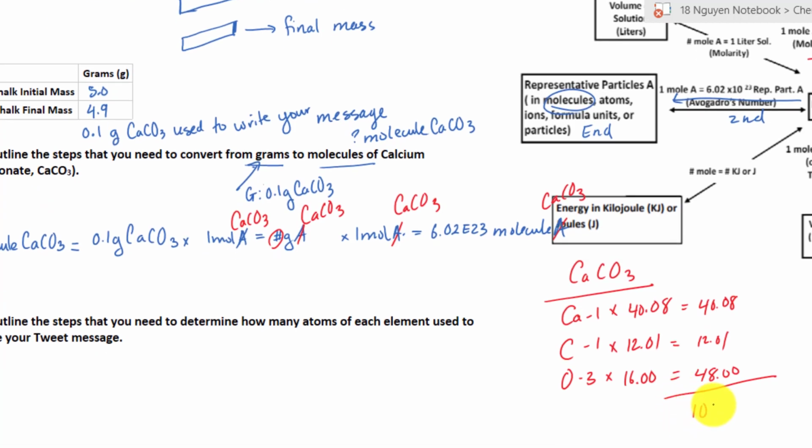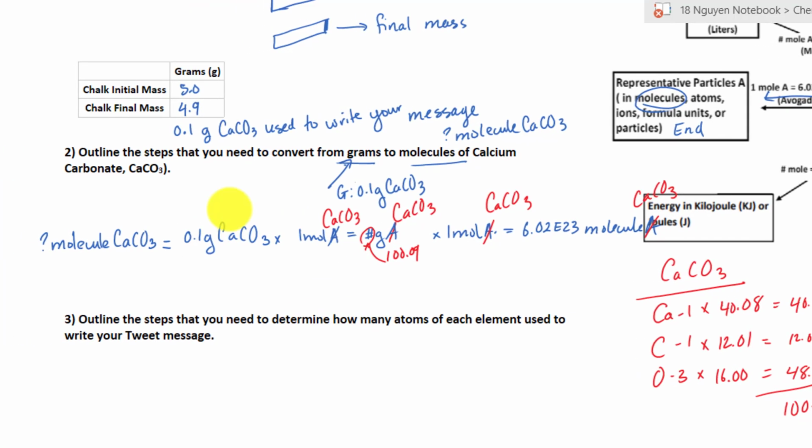What do we get? We have 100.09. And that right there is 100.09. So we have our conversion factor. That's how you would outline it to solve for how many molecules of calcium carbonate. So let's just solve this, okay?